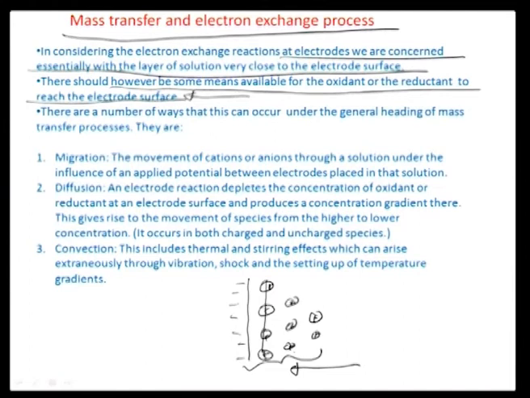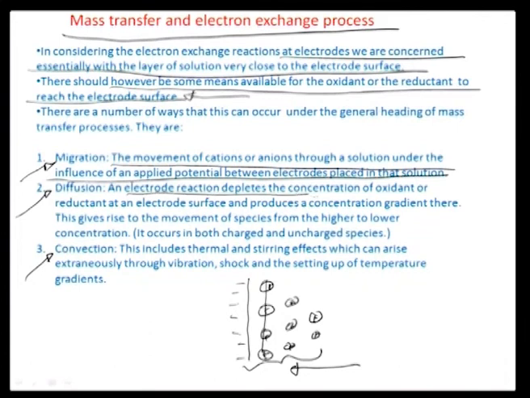The way that this is principally done is through three processes or three steps. One of them is called migration, another is diffusion, and the third is convection. The migration is the movement of cations or anions through a solution under the influence of an applied potential between electrodes placed in that solution. And migration automatically starts happening when the electrode just about touches the solution, and this is the reason for the double layer.